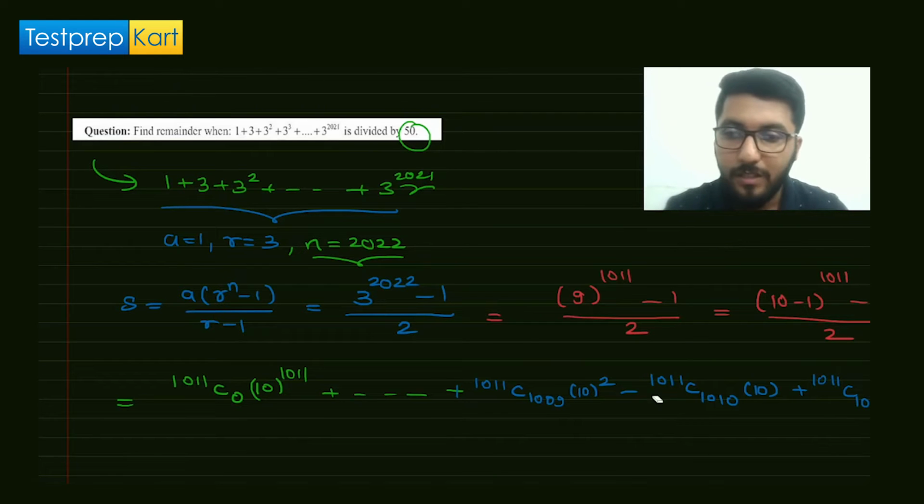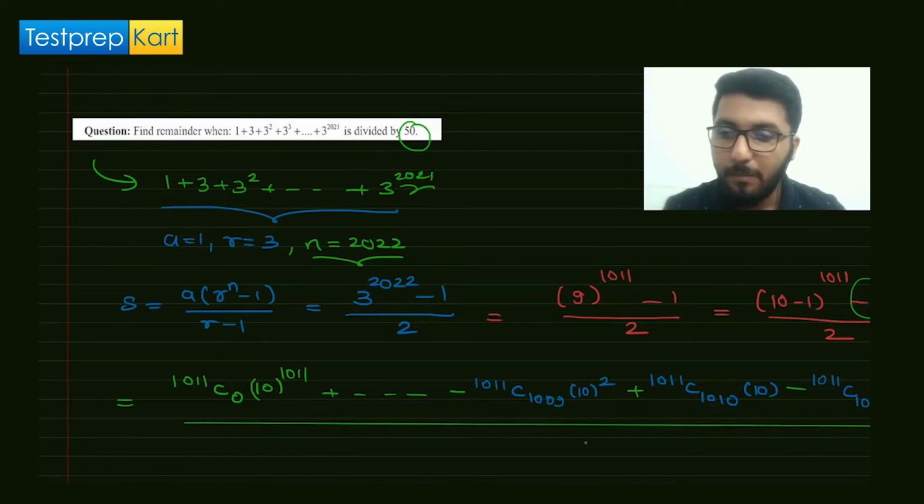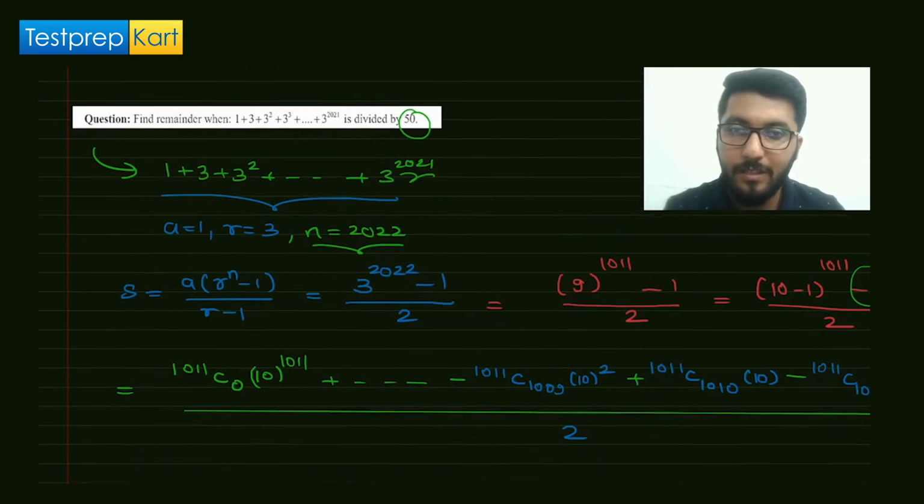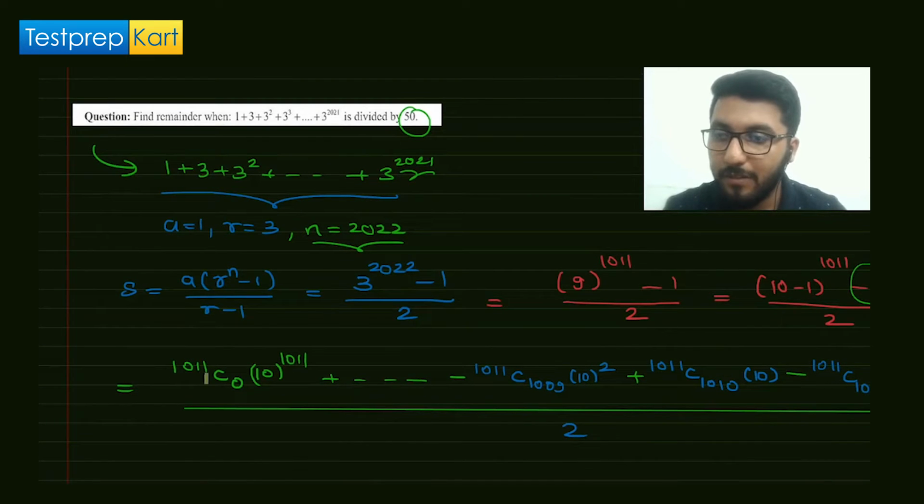Actually the terms here: this will be negative, this will be positive, and this will be negative. So we'll have negative, positive, negative, and already we have this minus 1, so I'm going to write minus 1. Now the denominator is 2, so let me write that, so 2.